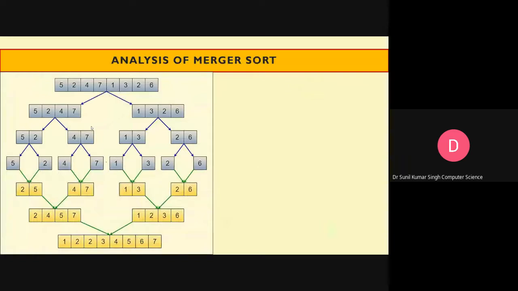Now before discussing the analysis of time complexity of this merge sort algorithm with the help of divide and conquer approach, first we have to learn the working of this algorithm. So look at this picture. You can see the number of elements are given. Here it can be seen as a problem.